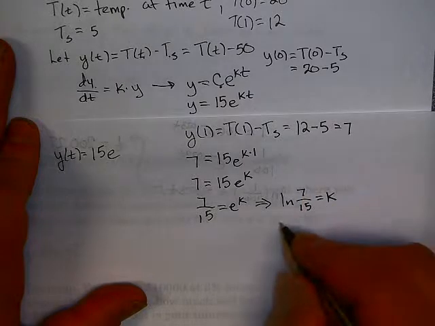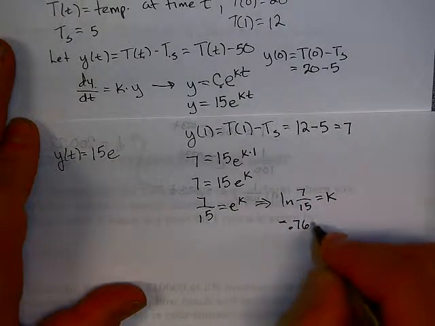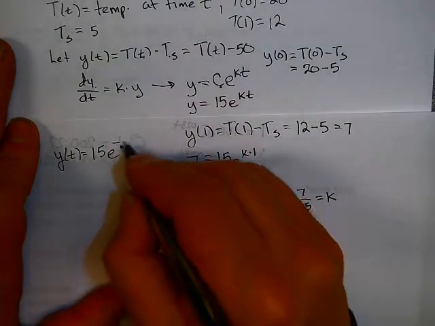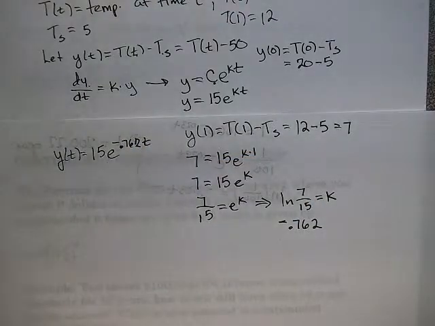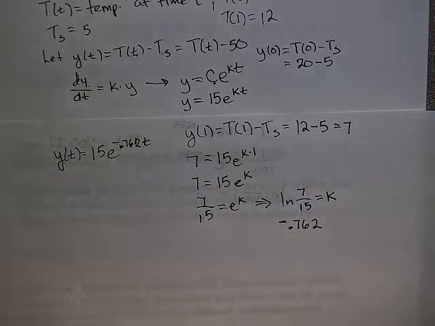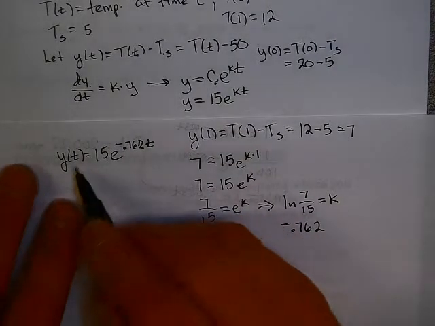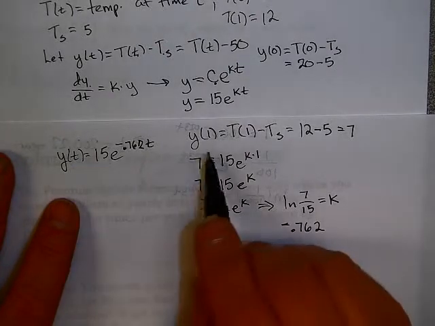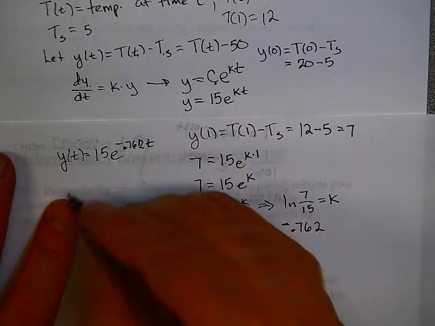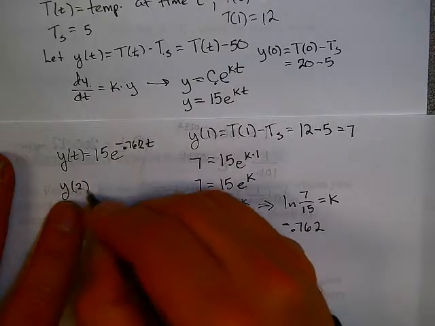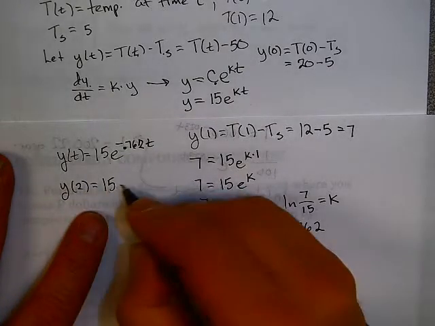It's about minus 0.762. Okay, so there we have it. Now, what will the thermometer reading be after 1 more minute? Since we knew after 1 minute the temperature reading was 12, after 2 minutes this will give me this.